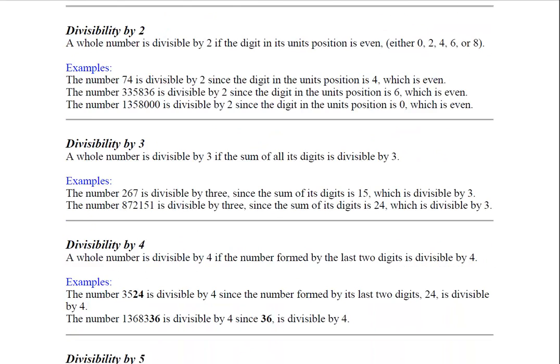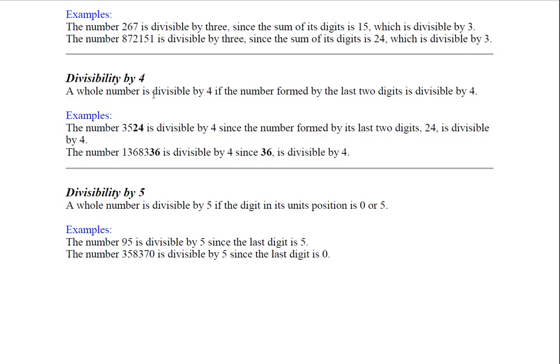Okay, next one, divisibility by 4. A whole number is divisible by 4 if the number formed by the last 2 digits is divisible by 4. Okay, let me remind you. When is a number divisible by 2? When the last digit, the ones, is an even number. What about 4? When the last 2 numbers are divisible by 4.